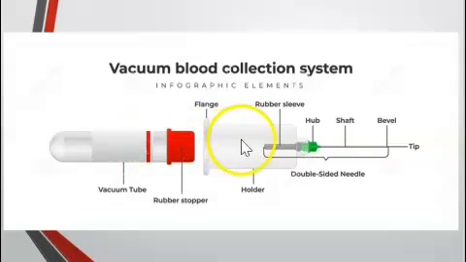And just one other thing to mention about these tube holders, they have a little rim on the back end of it that's known as the flange. This flange is there to help you take tubes on and off of the holder.